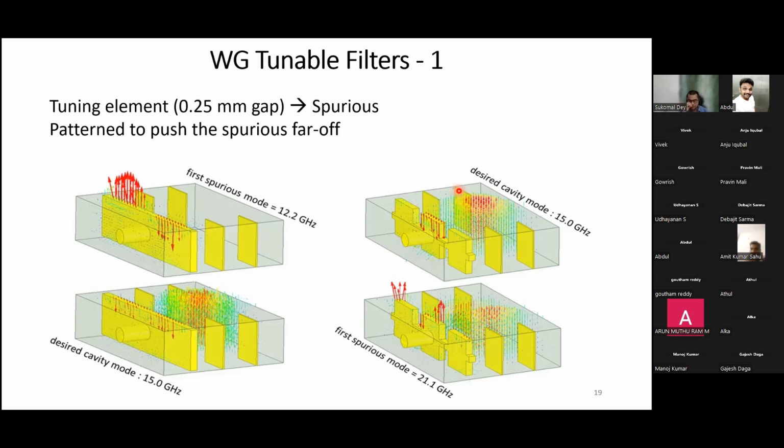So basically the temperature stability will also be improved if we use that kind of technique, right? For temperature stability, we will have to use a different material. Right now we are using aluminum, which has a large temperature coefficient. So we have to use INVAR or KOVAR in order to improve the temperature stability.